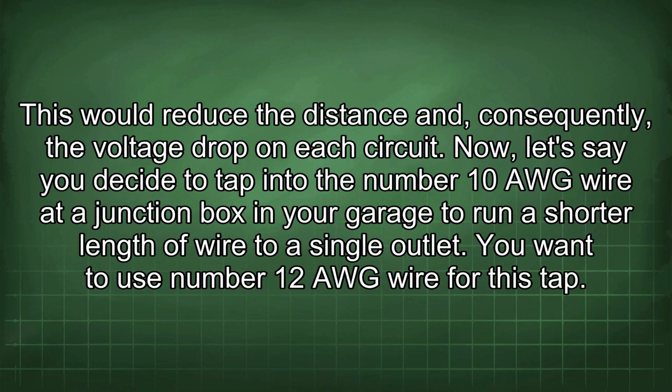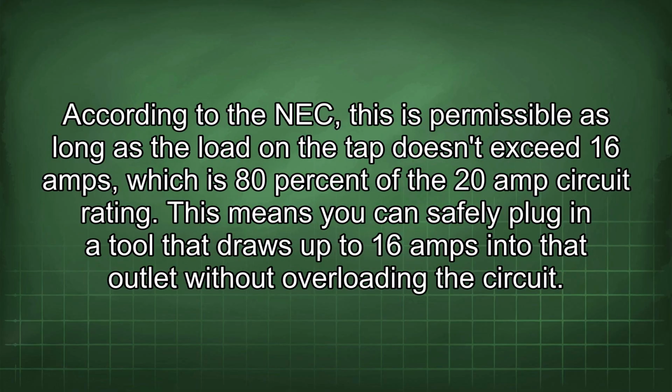Now, let's say you decide to tap into the number 10 AWG wire at a junction box in your garage to run a shorter length of wire to a single outlet. You want to use number 12 AWG wire for this tap. According to the NEC, this is permissible as long as the load on the tap doesn't exceed 16 amps, which is 80% of the 20 amp circuit rating. This means you can safely plug in a tool that draws up to 16 amps into that outlet without overloading the circuit.